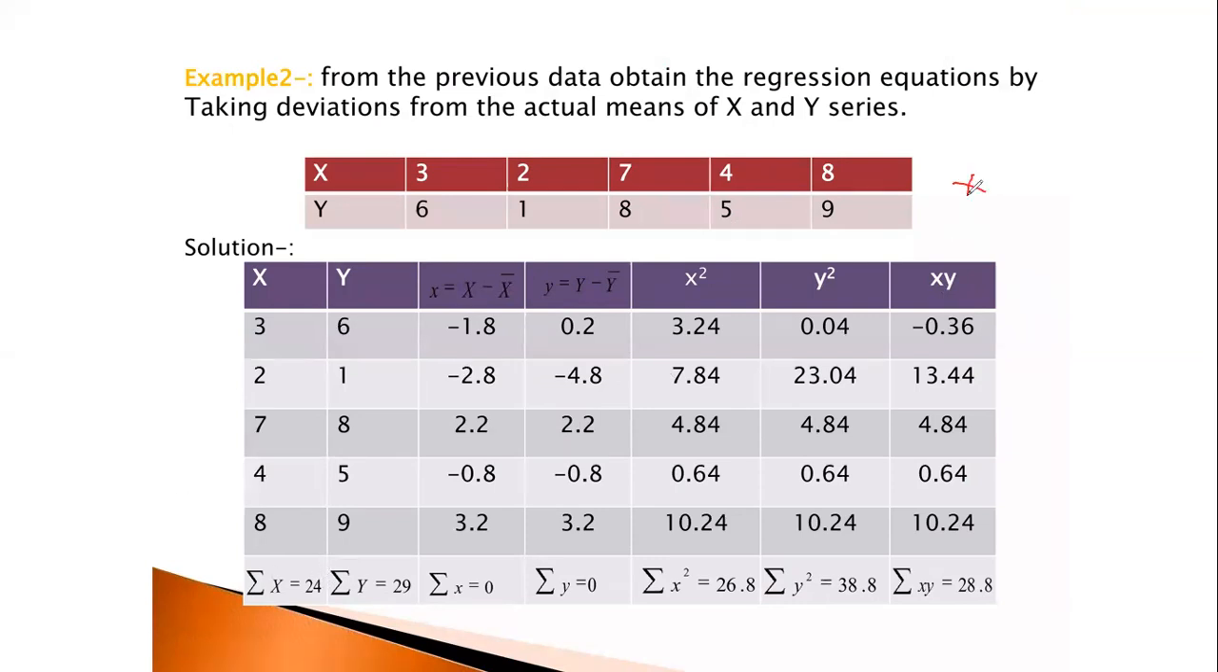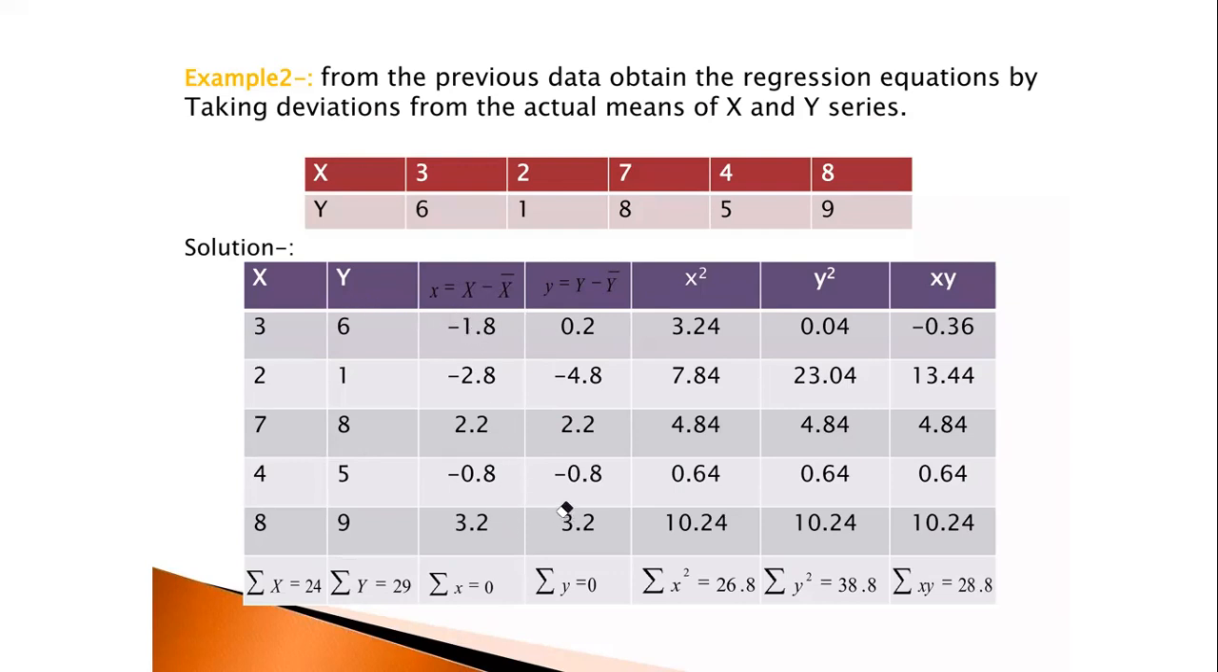So remember this one, x bar is equal to sigma x divided by n. To calculate the mean, it is the sum of the numbers divided by the count of the numbers, right? Similarly, we have to find out y bar. So that is how you get the x bar and y bar values. So that you have to substitute here.